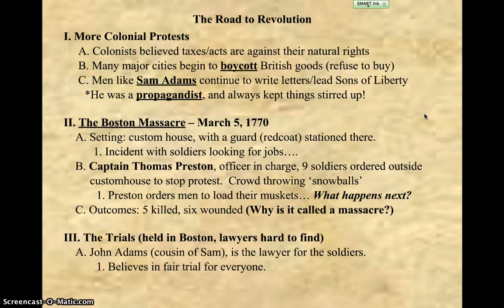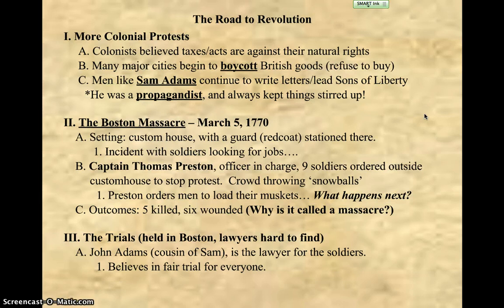Major cities in the colonies, cities like Philadelphia, Charleston in South Carolina, and Boston, are beginning to boycott British goods, or refuse to buy them. In their minds, if they don't buy anything, the king is losing money on them. So that's a big thing, as well as smuggling or boycotting. That's them showing, with just the power of money, how we can hurt you.